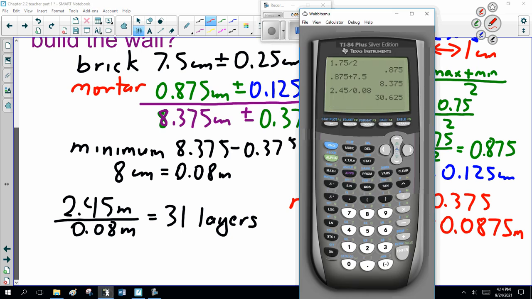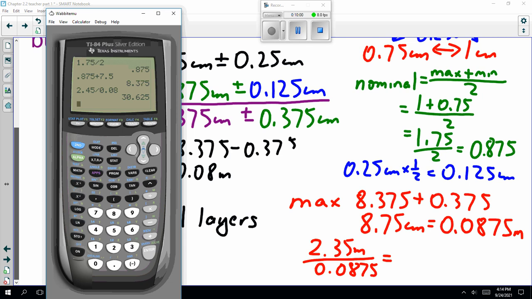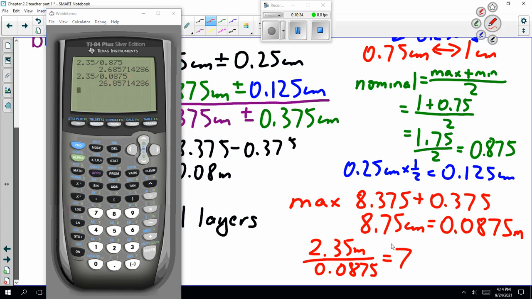We're down to 2.35 divided by 0.0875. Oh, never mind, one too many decimals. Try this again. Mr. Sutton, copy out the question correctly. I know, I'm getting old. 26.7. Oh, dear. Getting flustered with the calculator. 27 rows, or layers.